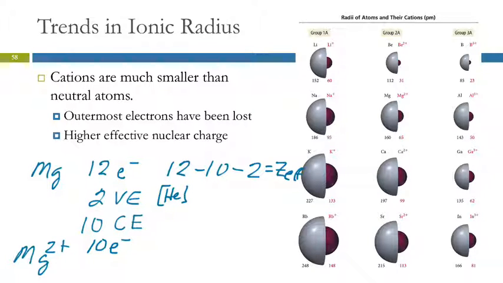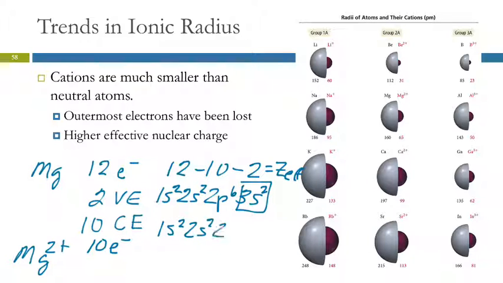let's just do the whole thing. It's not that far. 1s2, 2s2, 2p6, 3s2. Right? That's magnesium. Here are the 2 valence electrons. For the ion, we've got 1s2, 2s2, 2p6. These are the valence electrons now.